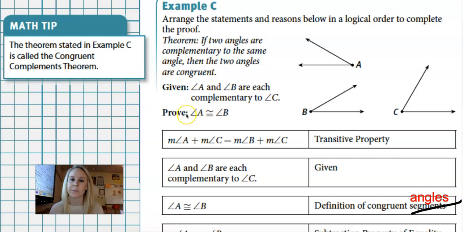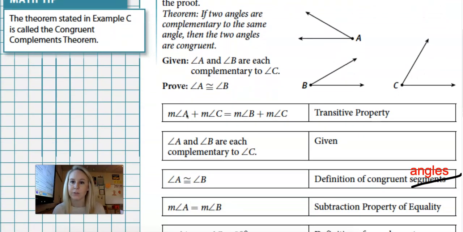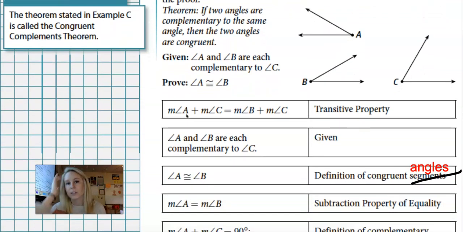All right, example C. Arrange the statements and reasons below in logic order to complete the proof. If 2 angles are complementary to the same angle, then the 2 angles are congruent. So what they're trying to say is if A and B are both complementary to C, then A and B have to be the same thing.